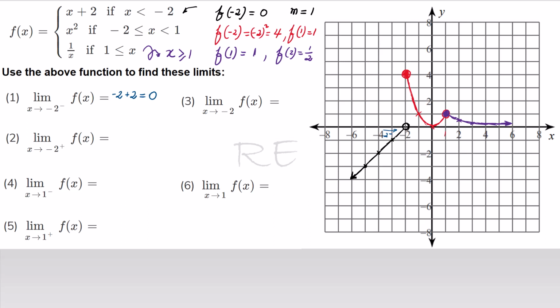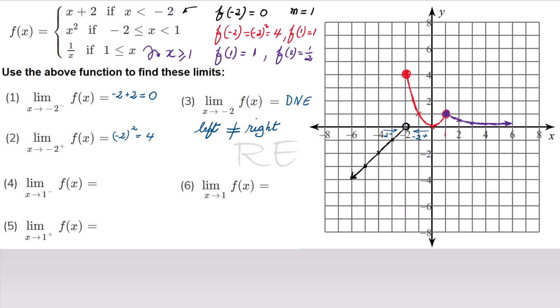The limit as x gets closer to -2 from the positive side. For this limit, we'll have to consider the parabola. So it's going to be x squared. -2 squared will be equal to 4. Therefore, the left limit is different from the right limit. That limit does not exist. There's no limit.